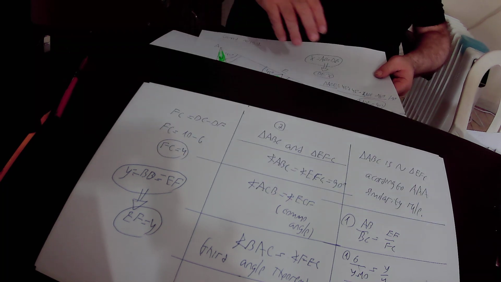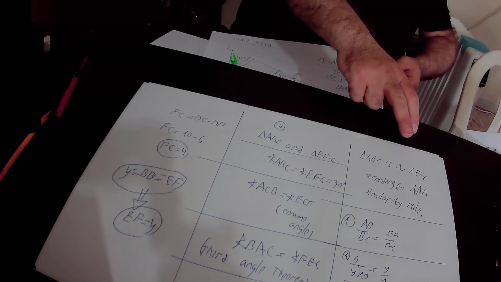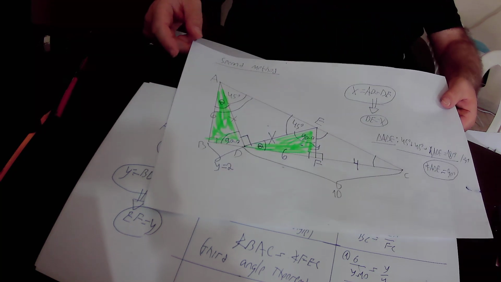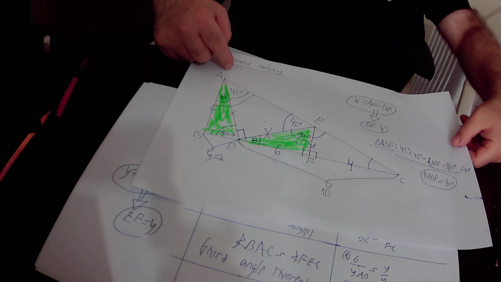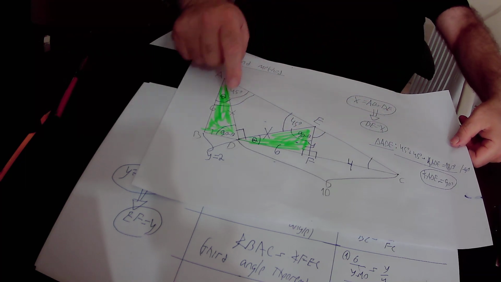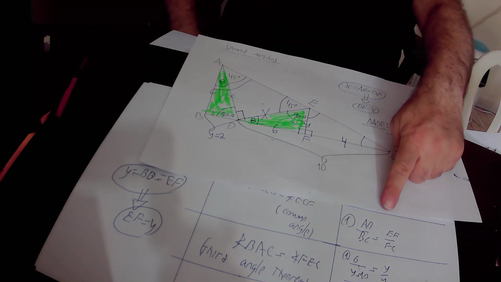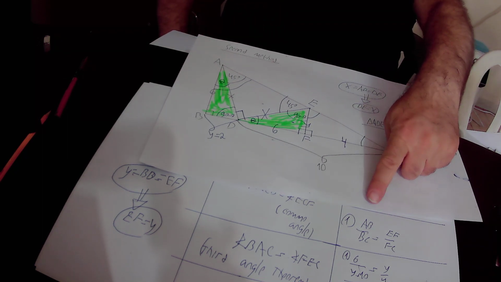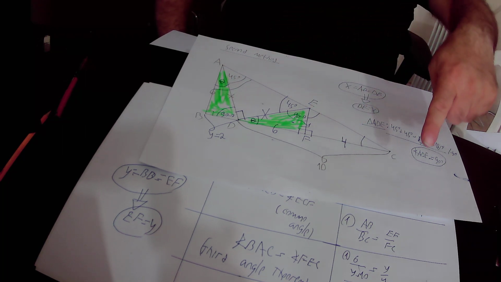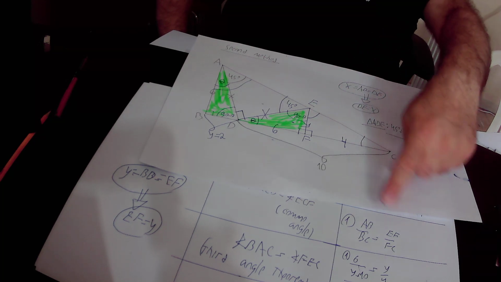According to the angle similarity rule, triangle ABC is similar to triangle EFC. And from the fact that those two triangles are similar, we derive that AB over BC equals EF over FC. Again, AB over BC equals EF over FC. AB is 6, BC is Y plus 10, EF is Y, and FC is 4.